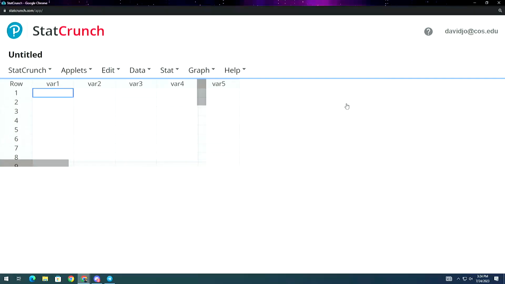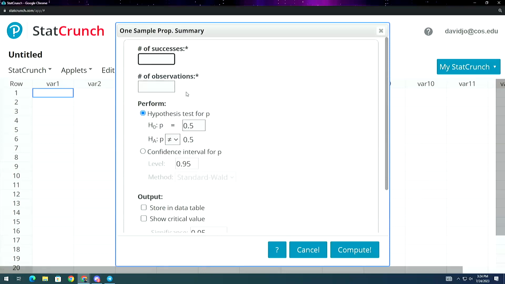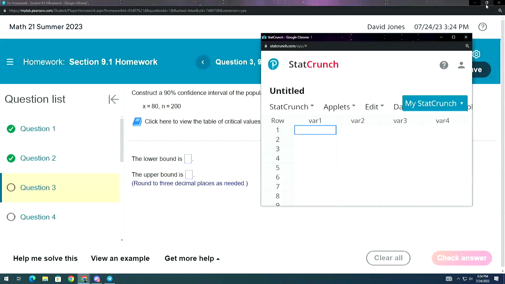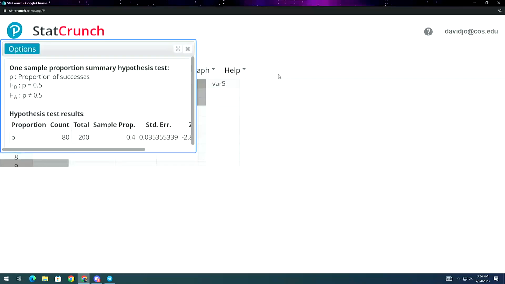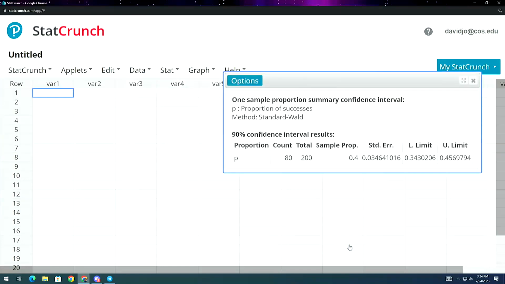I need to make this larger. With summary. And we had 80 over 200. Wait, what is it asking? I don't even know what it's asking. I'm over here just plugging away. Oh, 90% confidence interval. Let me go back and change that. So we click on confidence interval and we put in the 90%. And it gives me these values. Those are what it's asking for.